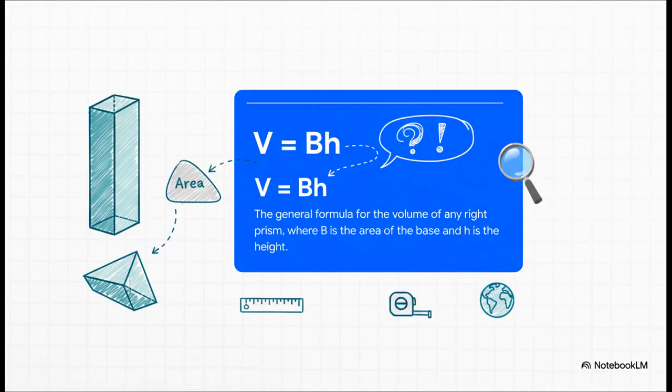And here it is. This is the only tool we're going to need. V equals B times H. Simple, right? But here's the catch. The real trick, as you're about to see, isn't remembering the formula. It's figuring out what that capital B, the area of the base, actually is.